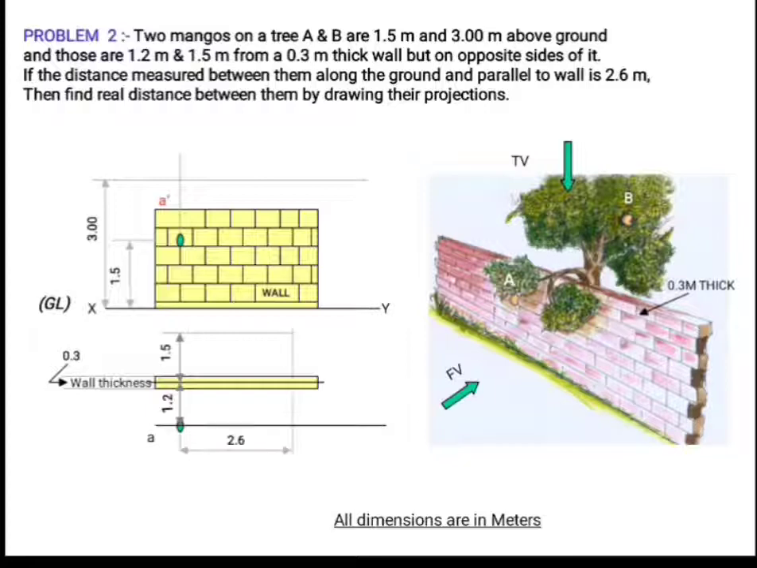So here this will be the point A, and the distance between point A and point B along the ground and parallel to the wall is 2.6 meter. It means it is the distance between the end projectors through A and B. So this point will be point B. Now I can join A and B. That will be the plan of the line joining A and B.